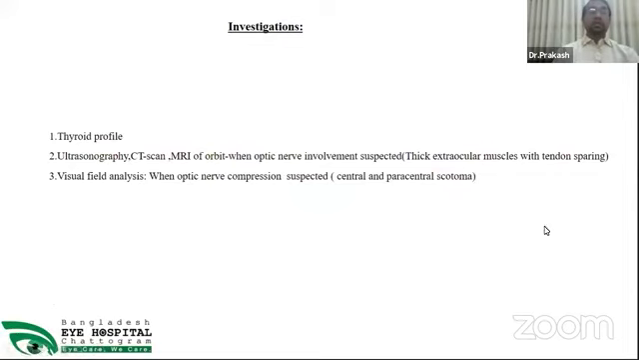So these are the investigations we do in case of thyroid eye disease: thyroid profile, ultrasonography, CT scan, and MRI of the orbit. And one important thing is in the CT scan, we get thick extraocular muscle with tendon sparing. The muscle will be enlarged, but the tendon will not be affected. Tendon will be spared. This is why it is important.